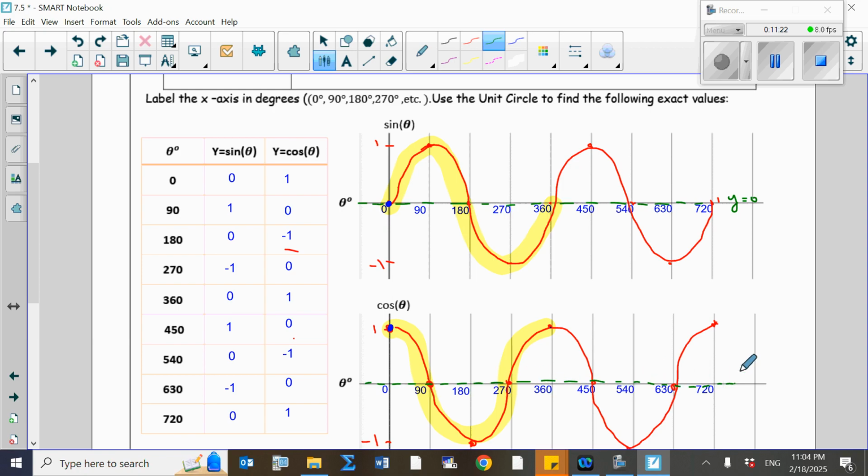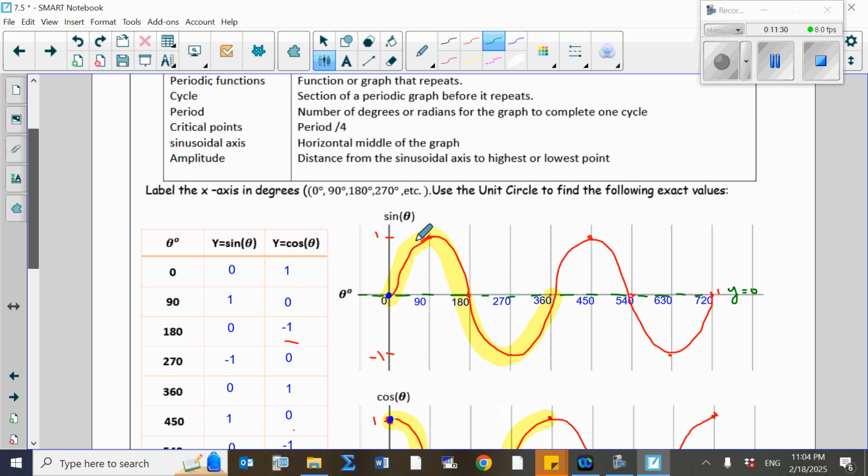So these two basically are the sinusoidal axis of these two functions. Now, what is the amplitude? We said it's the distance from the sinusoidal axis to the highest or lowest point. So this distance is the amplitude. For short, I'm going to write AMP. Or this distance, they're both the same amplitude.